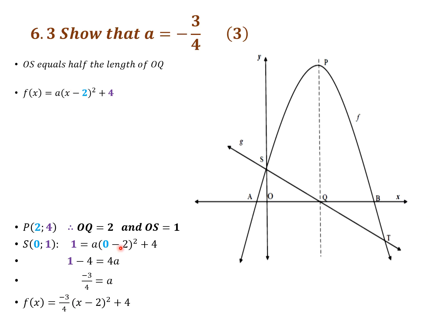So 0 minus 2 gives me minus 2 squared, which is 4, plus 4. If I take it over, 1 minus 4 equals 4a. 1 minus 4 would give me negative 3, but we always divide by the coefficient in front of a. So if I divide by 4, I have minus 3 over 4 equals a. So f of x then equals minus 3 over 4 (x minus 2) squared plus 4.